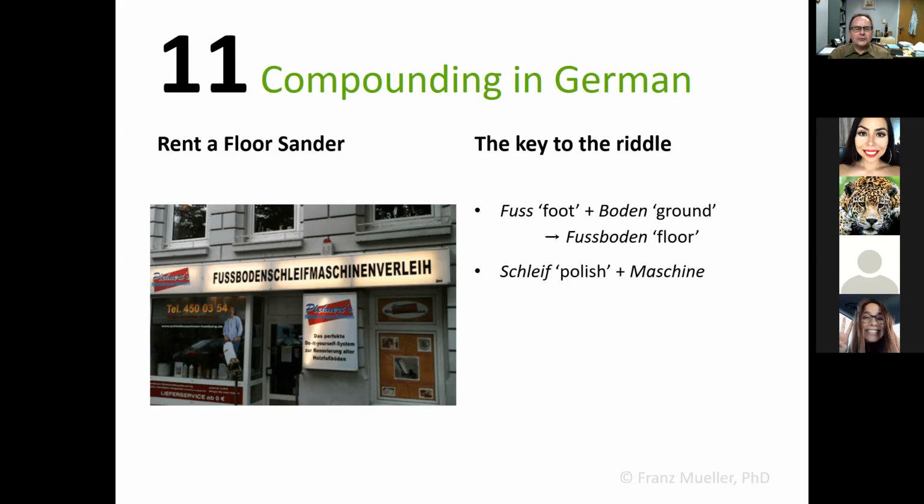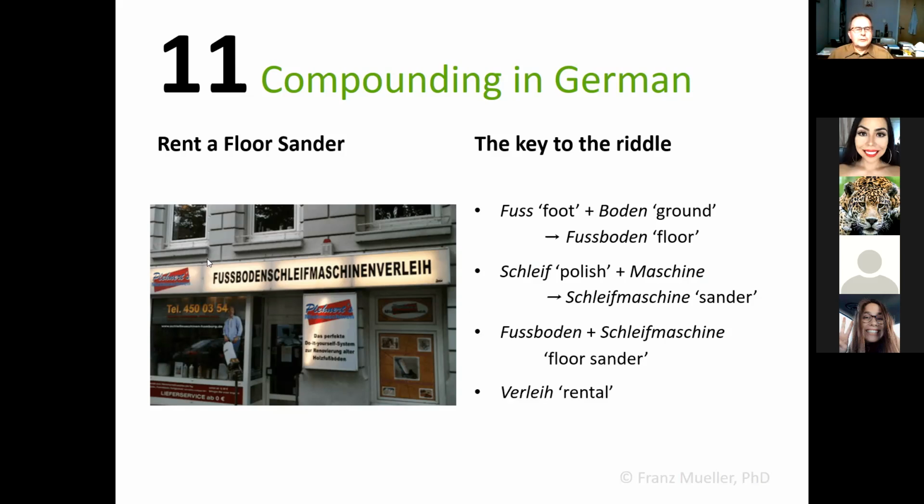The next 2 things that go together are Schleif and Maschine. You probably recognize that. That's the word machine that we have in English as well. Schleif means to polish, and Maschine means machine. So Schleifmaschine means a polishing machine. So literally this says floor polishing machine, and Verleih just means rental. So literally it says floor polishing machine rental, all compounded into one transparent meaning, no spaces, no hyphens, all written together. This is why German gets these nice big words.